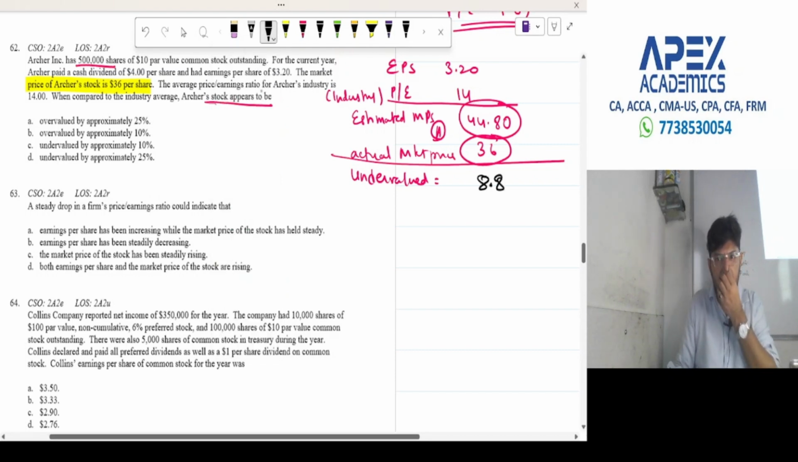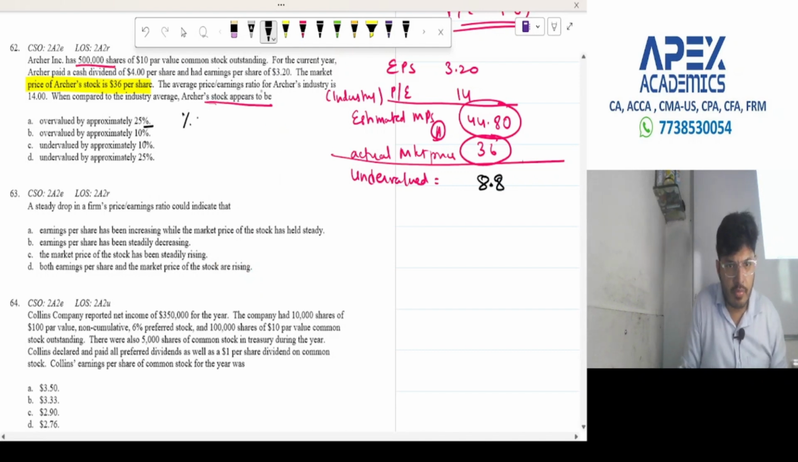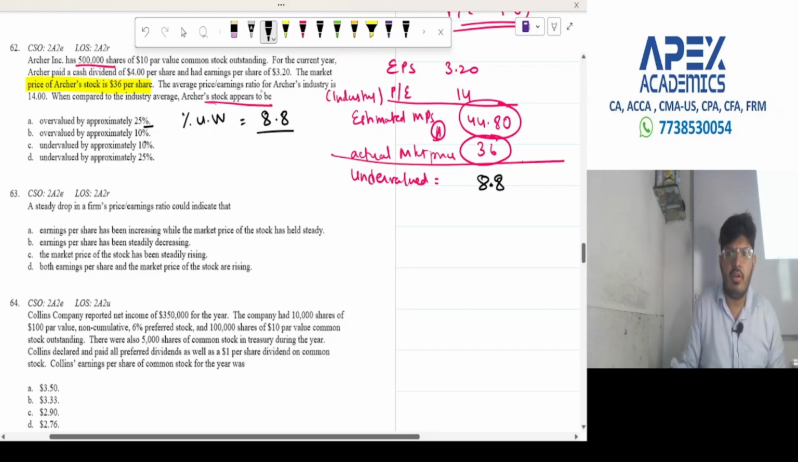It is 8.8. What is this? Undervaluation. Now they are asking you for the undervaluation percentage. So percentage undervaluation is equal to the undervaluation, 8.8, on what? On the actual market price always. So 24.44% undervalued.